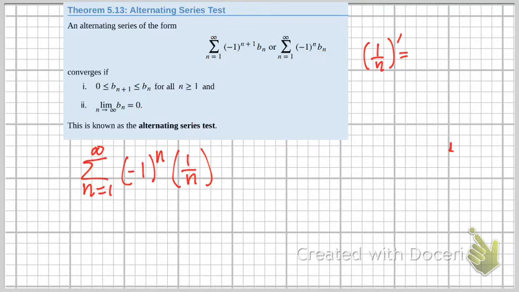So when I actually take this derivative now, the derivative of 1 over n is going to be negative 1 over n squared. And hopefully everybody's okay with that. If you're not, let me know, and we'll talk more about this. So anyways, going from here, I can see that for every n bigger than 1, it's going to be less than 0. So therefore, I can say this implies condition 1 is true.